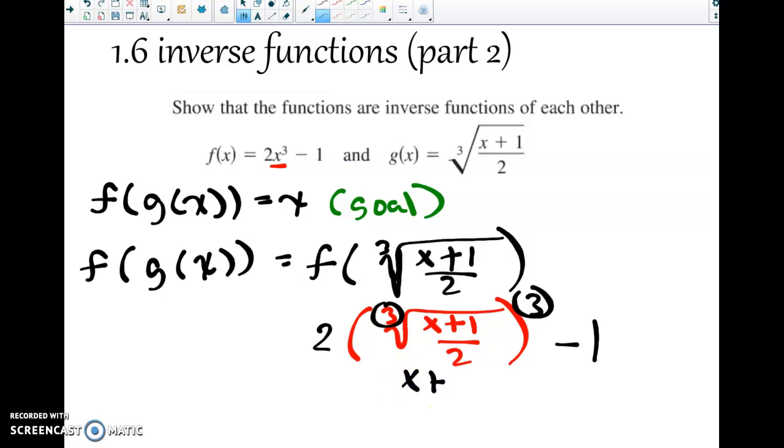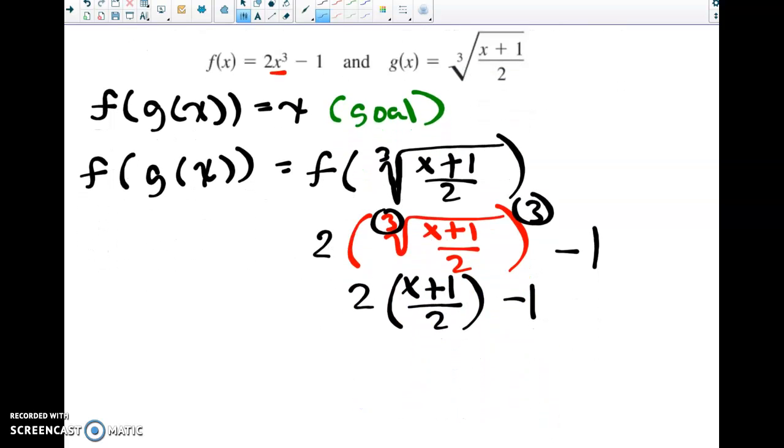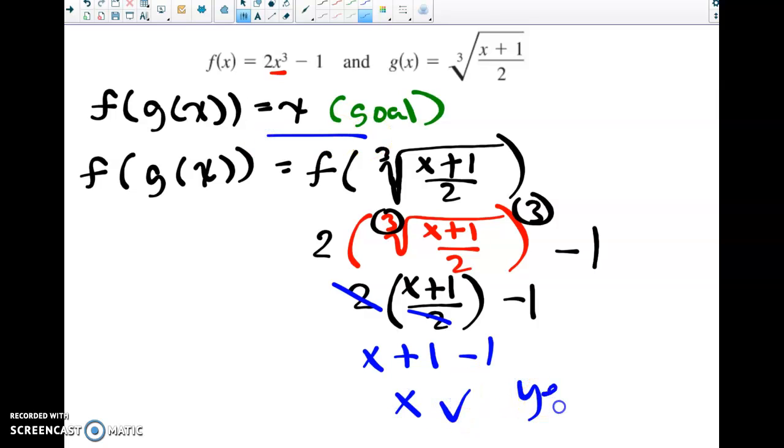So you are left with (x plus 1) over 2 times 2 minus 1. The 2's cancel here. So you are left with x plus 1 minus 1, which equals x. And that was our goal. So yes, in fact, f of x and g of x are inverses of each other.